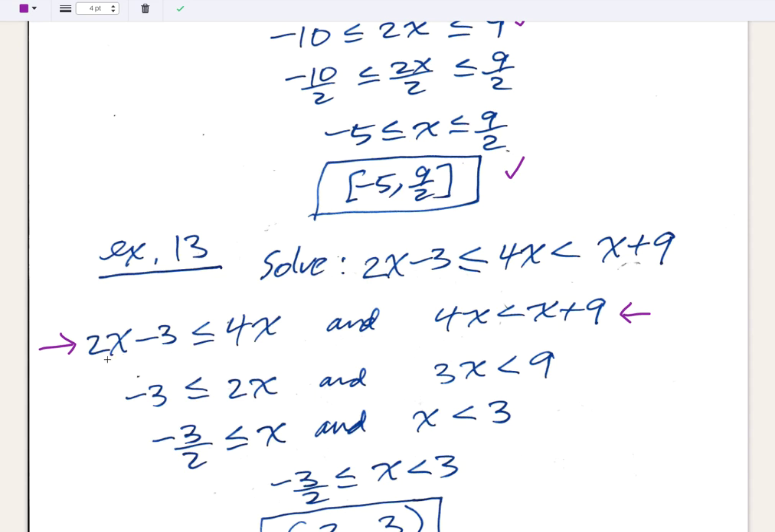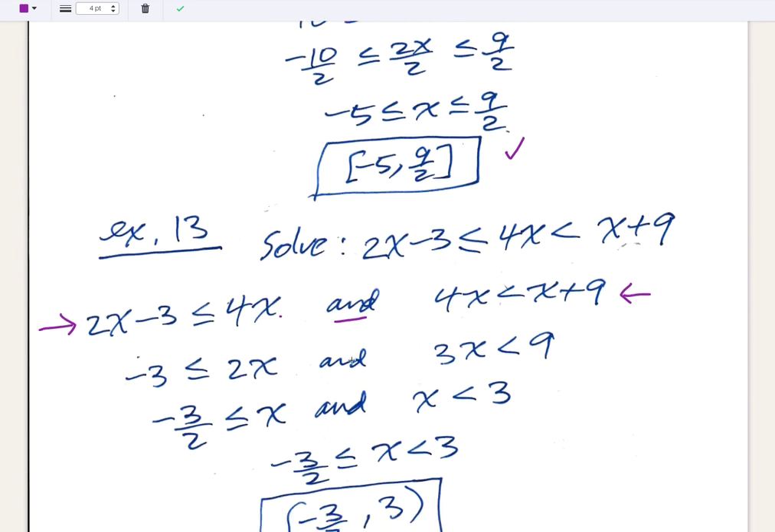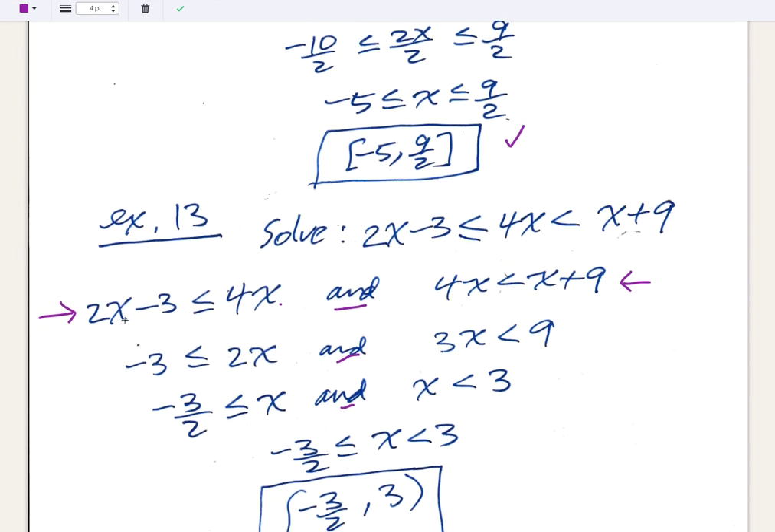But this is essentially what we're saying. We're looking for the set of all x such that 2x - 3 is less than or equal to 4x, and 4x is less than x + 9. So I just broke that into two inequalities, and we'll deal with the "and" statement, bringing them together, in a minute. Let's go ahead and solve this one here. The way I'd solve this one is to subtract 2x on both sides, and I would have -3 is less than or equal to 2x, and then I'd divide both sides by 2. 2 is positive, so we'd have -3/2 is less than or equal to x.